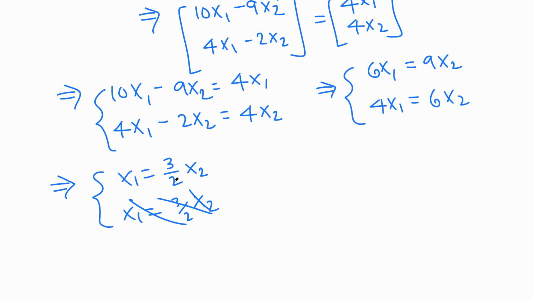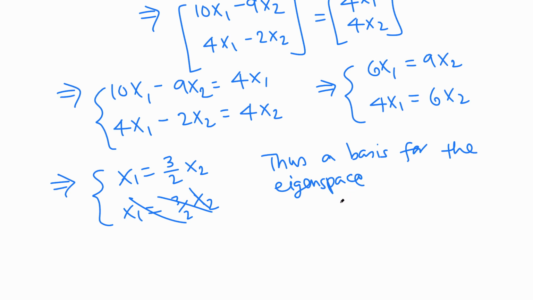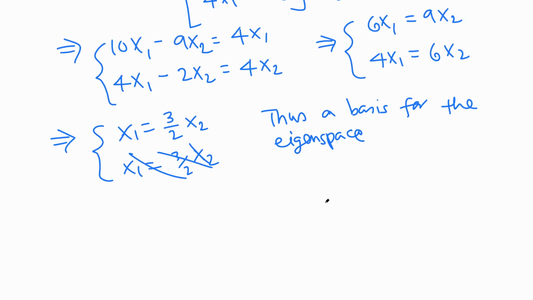So from here we got infinitely many choices, because whatever x2 value we choose, x1 is 3 halves of that. So that will be a basis for the eigenspace, because it will be a straight line if we include 0, 0, and there are infinitely many points. So we just need one, and you can choose the easiest x1, x2.